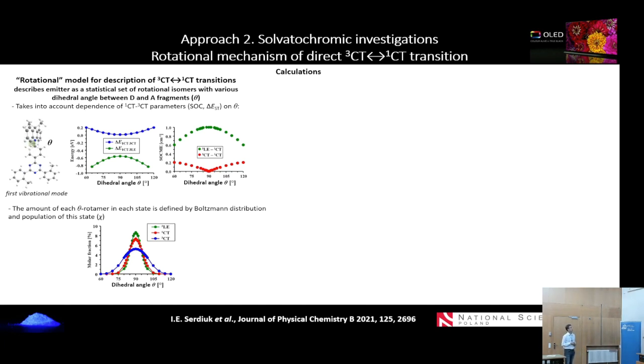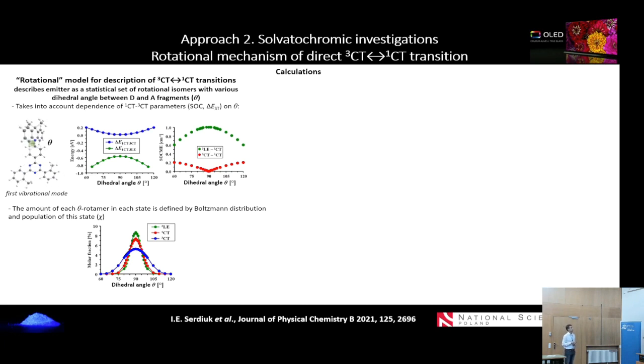And actually, we took a look at one of the first vibrations in these materials. Actually, it's the rotation of donor and acceptor fragments, and we saw that the CT-CT transition can be extremely efficiently enhanced by the rotation. So it comes from zero. Almost zero, I don't know which one. They're always zero in these calculations. So we go up to 0.5 reverse centimeter for the spin-orbit coupling for these materials.